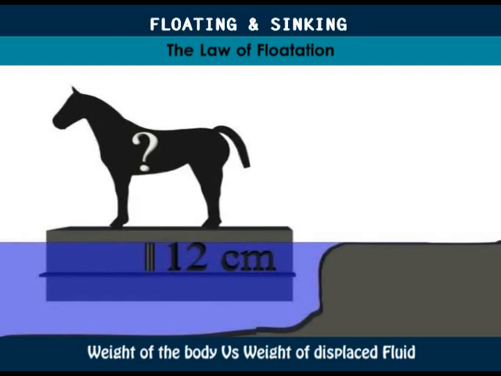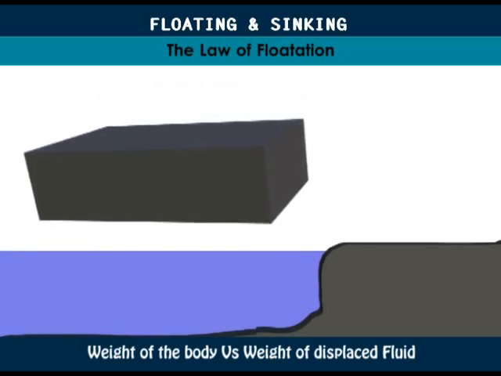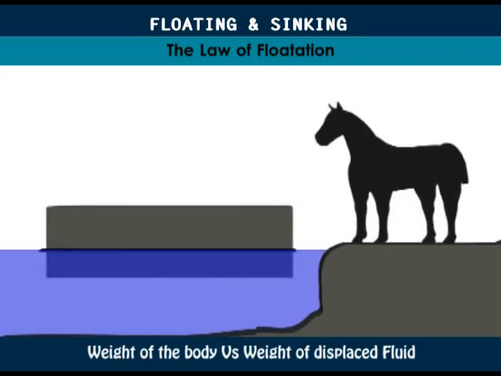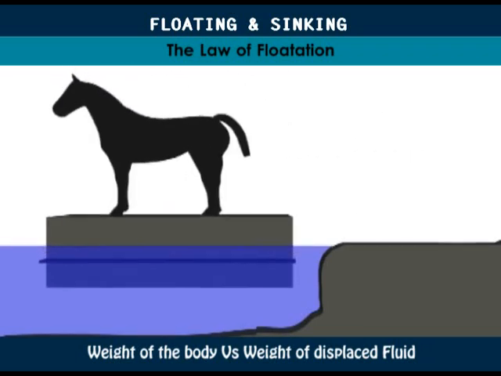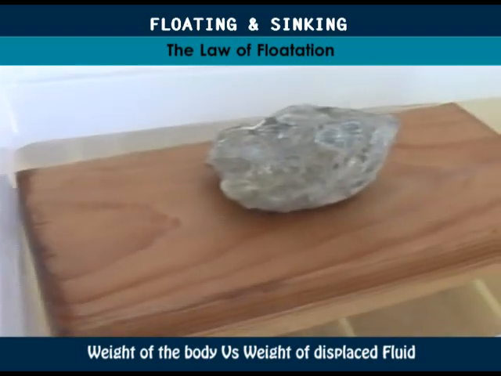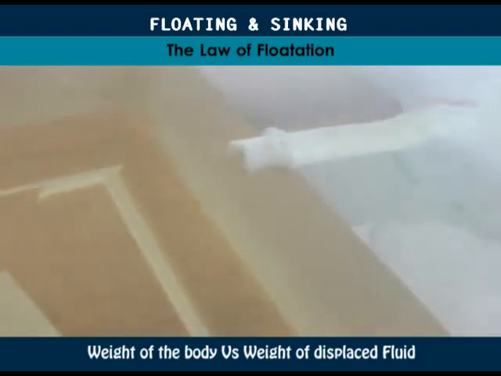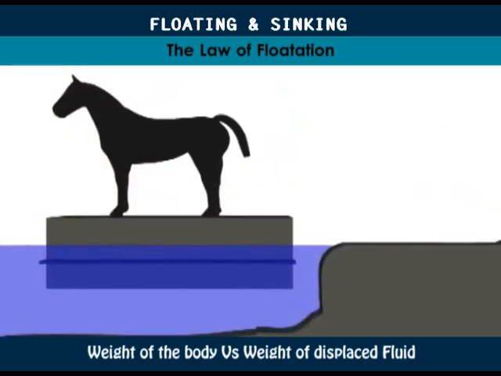Now let us solve the horse question. We have a rectangular block measuring 200 centimeters by 300 centimeters sitting in a freshwater lake. A horse jumps on the block, causing it to sink a further 12 centimeters. What will be the weight of the horse? Like the stone sitting on the wooden block, the horse displaces an amount of water equal to its weight. We need to calculate the weight of this displaced water.